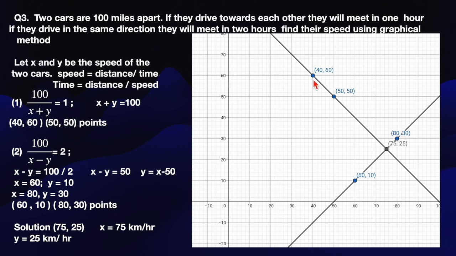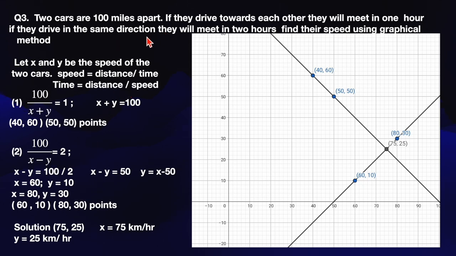Okay, so here let's plot the point. So here, if the value of x is 40, the value of y is 60, this is the point, and the 50, 50, this is the point. So this line denotes this first equation. Okay, let's go to the second.